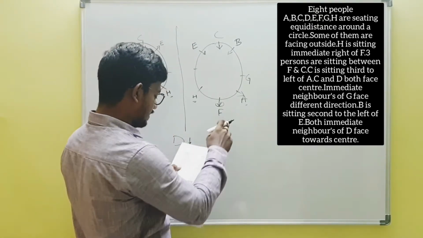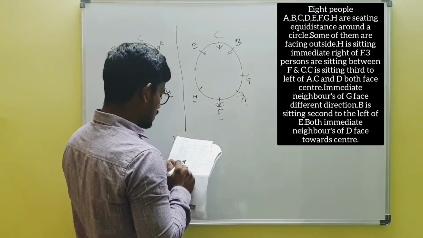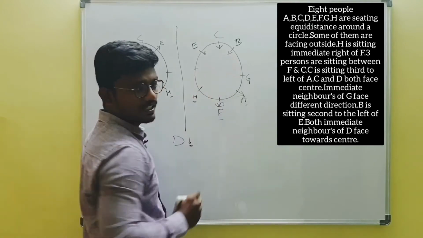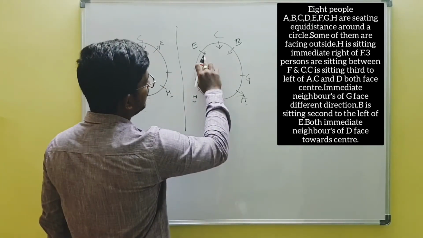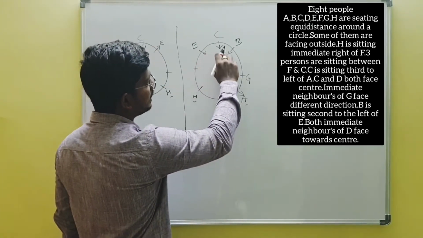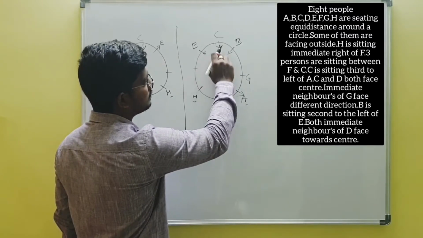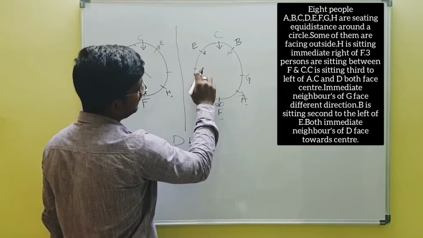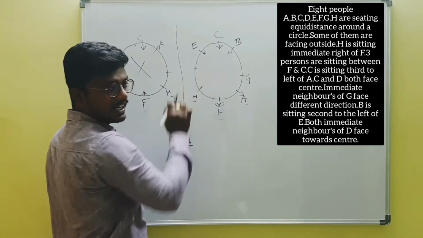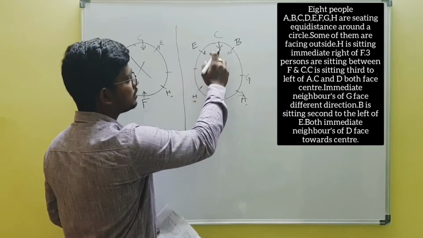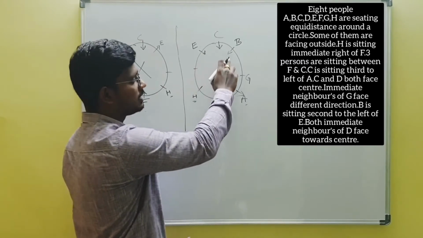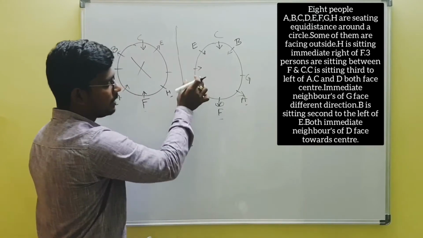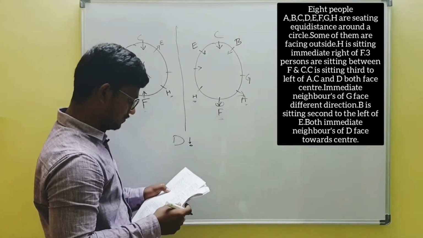Okay, here let us verify in this section. Both immediate neighbors of E face the same direction as B. See, here B is facing inside the center, and the immediate neighbor of E becomes C, which is already facing inside. And for the immediate right of E, we don't know the direction, but as it is mentioned that the immediate neighbors of E face the same direction as B, who is facing inside, I have to take this as the inside direction.